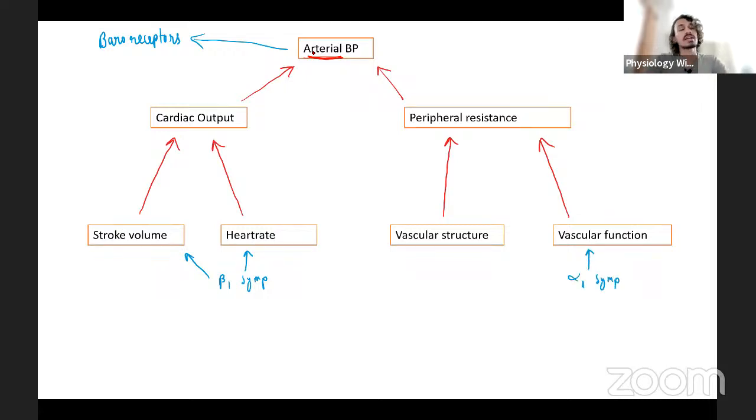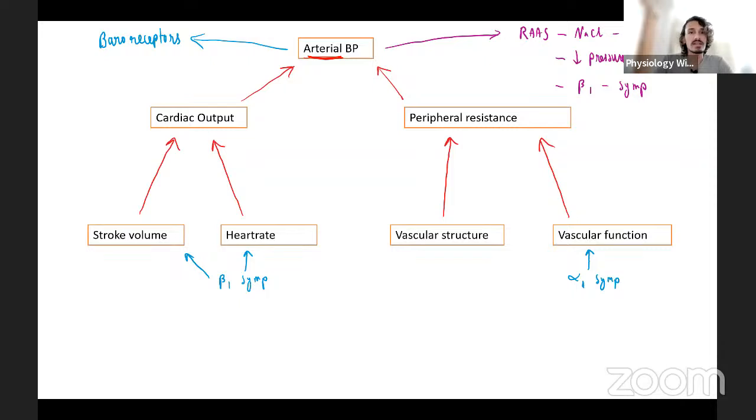Apart from that, through your sympathetic nervous system, through alpha-1 receptors, it can result in vasoconstriction. Vasoconstriction will now increase the peripheral resistance. Okay, so that vasoconstriction can result in an increase in the peripheral resistance. That again increases the diastolic BP.